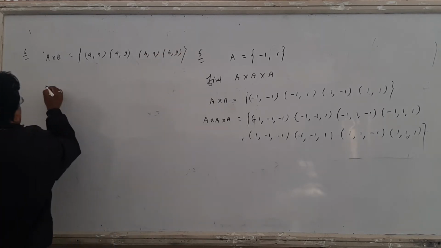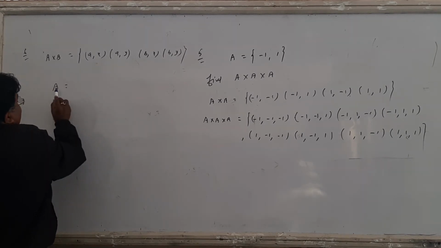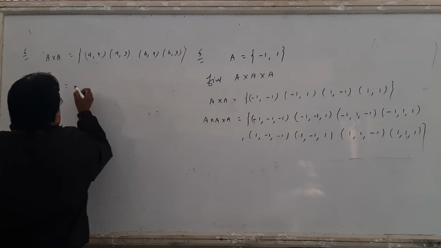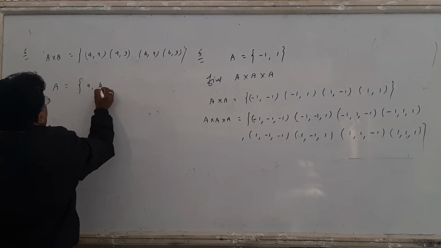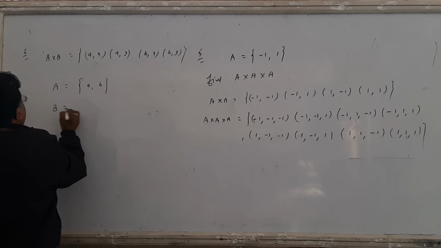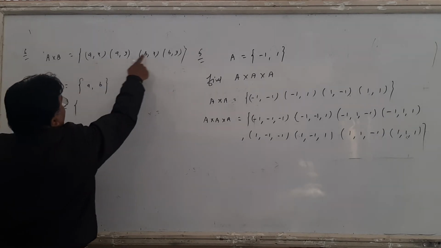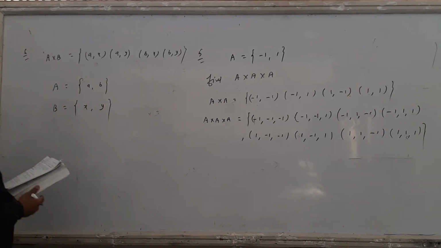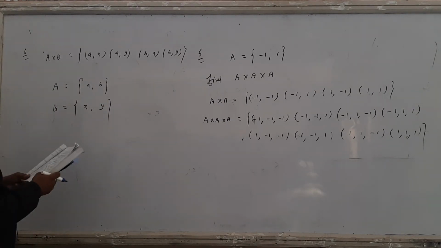Now we will find set A. Set A means the first elements, A and B. That means set A is {A, B}, and set B is the second elements, {X, Y}. No repetition is allowed. X, Y is the second set.